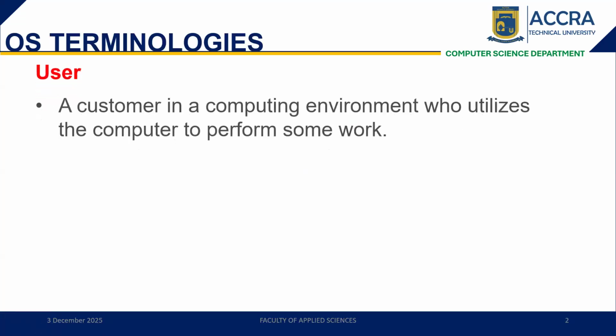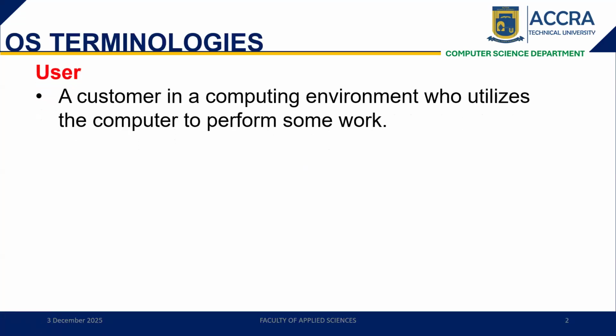Let's look at some of these terminologies in OS. A user. So we know who a user is. In operating systems, there should always be a user. And a user is basically a customer in a computing environment who utilizes the computer to perform some work, meaning that the user is a person who is going to use the computer, a customer who is going to do one or two things with the computer, perform certain activities with the computer.